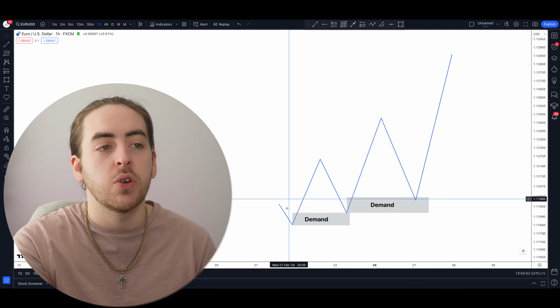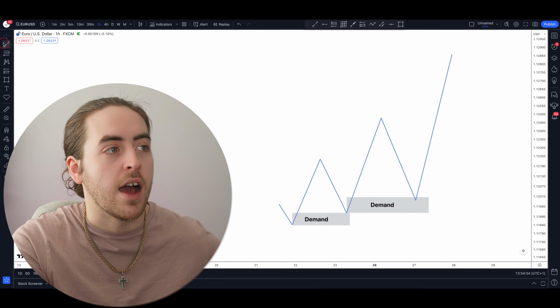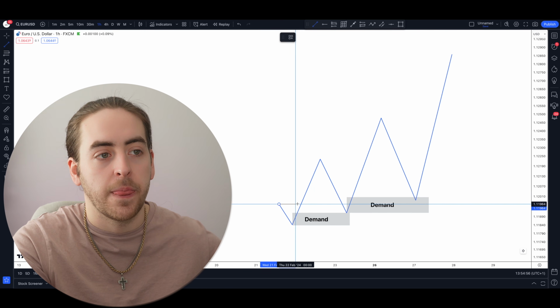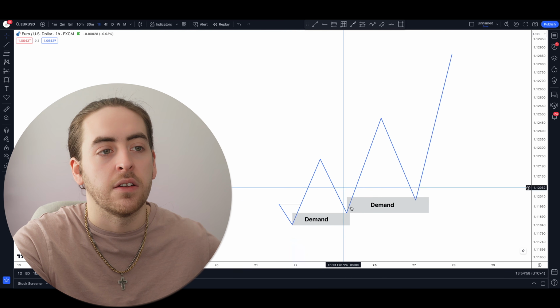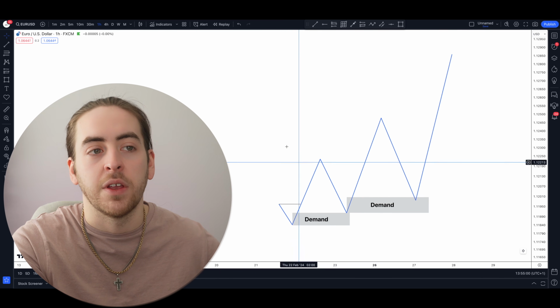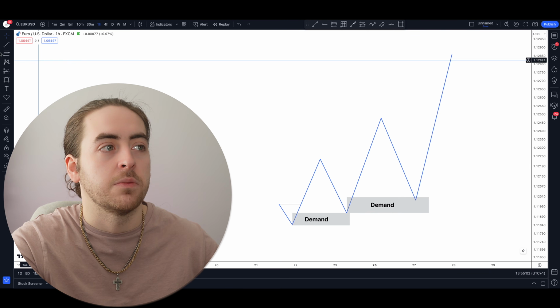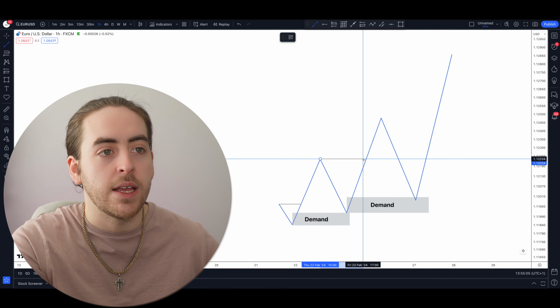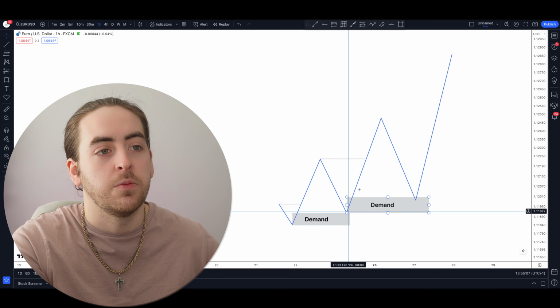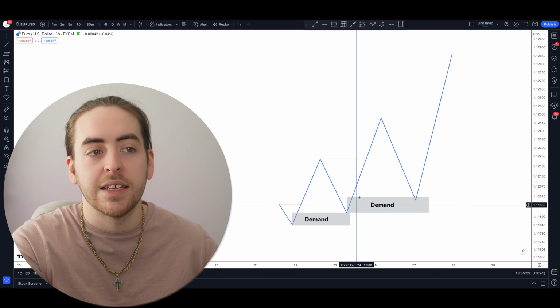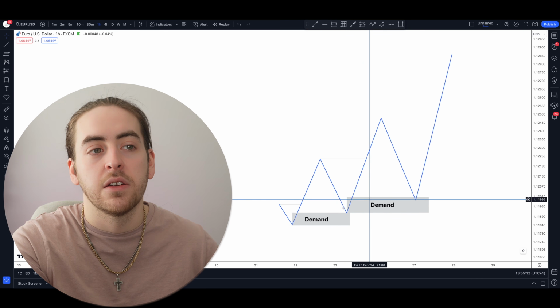So if we take a look at this example, we would have a break of structure just here, which indicates the market is moving in an uptrend. You can see by the fact we are forming higher highs and higher lows, the market is uptrending. Now, when the market is able to break into a new high, such as with this movement here, that validates that a lot of buying took place at the low of this move.